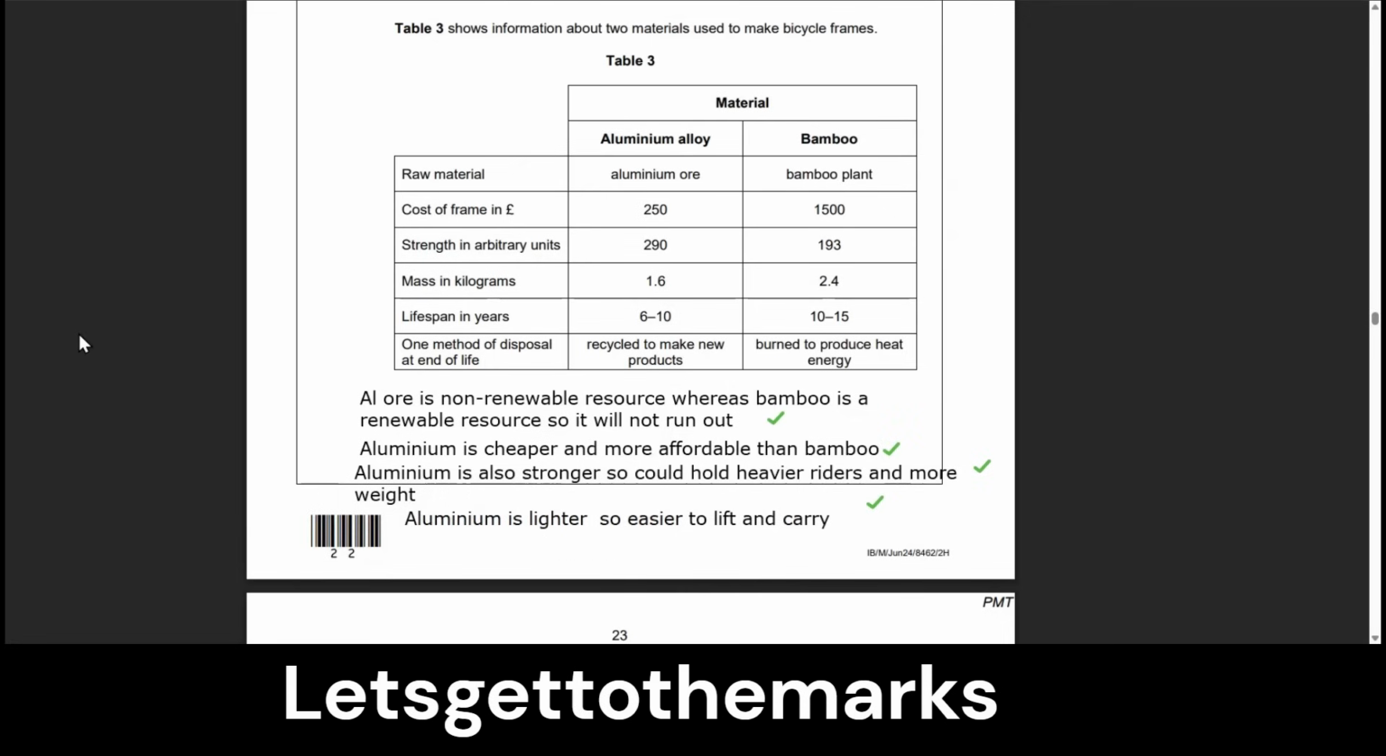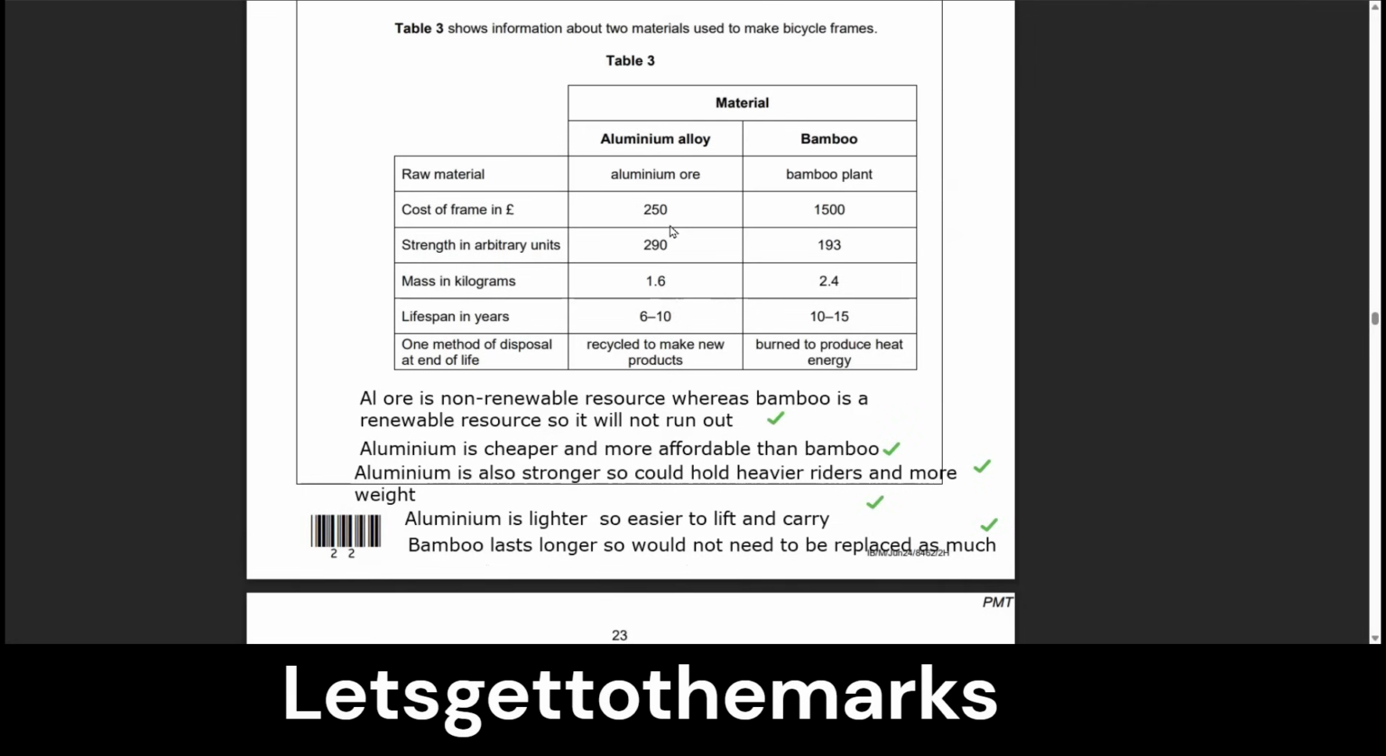And then the lifespan, however, bamboo lasts longer, so it would not need to be replaced as much. I mean, that's a big tick for bamboo. But what I would say on that, if I was coming to my conclusion, which I'm getting to now, you could potentially say, yeah, bamboo is stronger, but because it is 7 times more expensive, you could do a bit of maths, 1,500 divided by 250. I don't even know what that is. I'm going to have to bust the calculator out. I'm not smart enough for that.